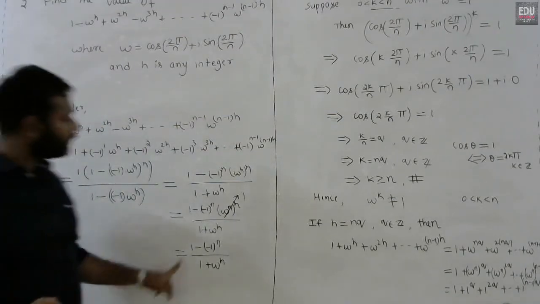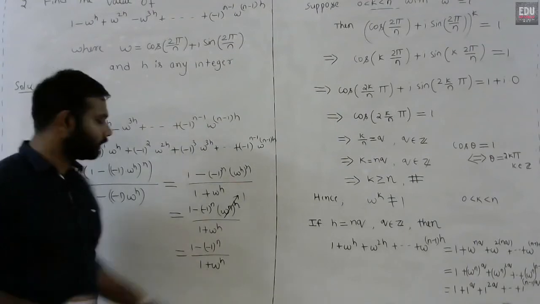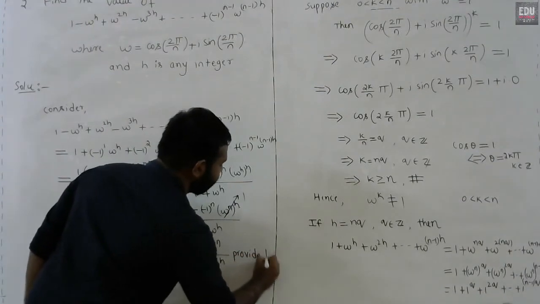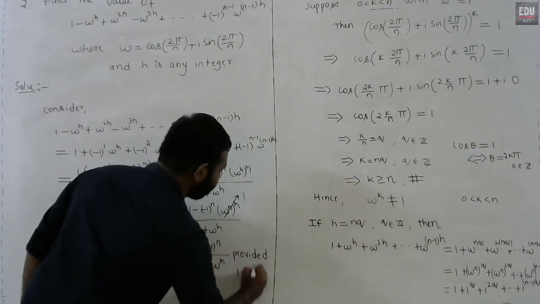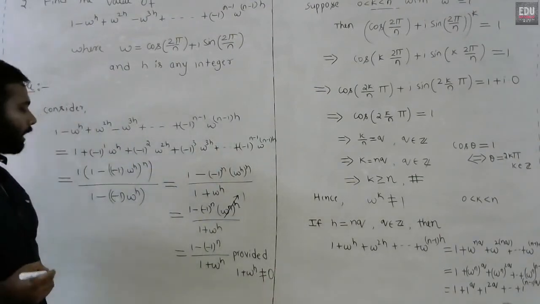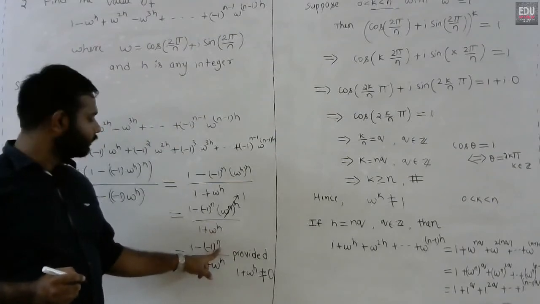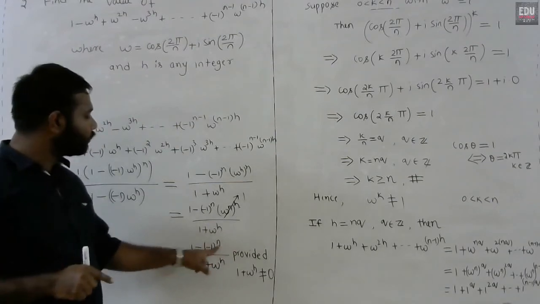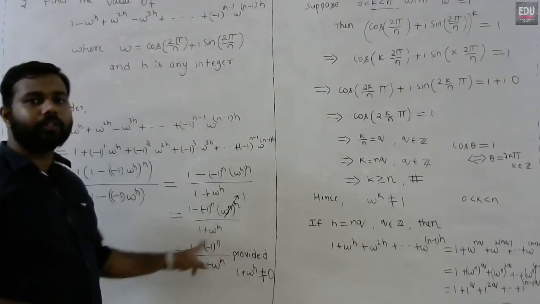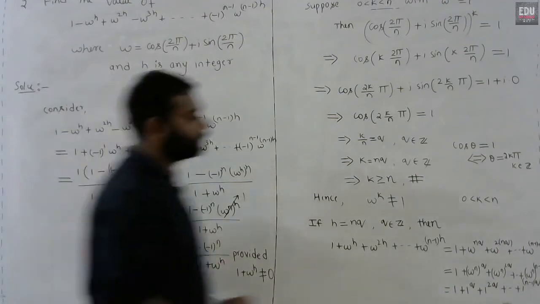And you can observe this number is defined only if the denominator is non-zero, provided 1 plus omega power h is non-zero, and this value depends on the value of n. So if n is odd, minus 1 to the power n is minus 1, so minus into minus will be plus, so it will be 2. If n is even, it will be 1 minus 1, 0. So we shall write that one.